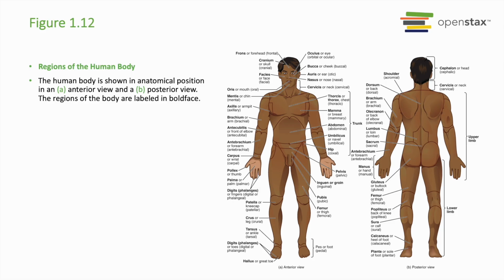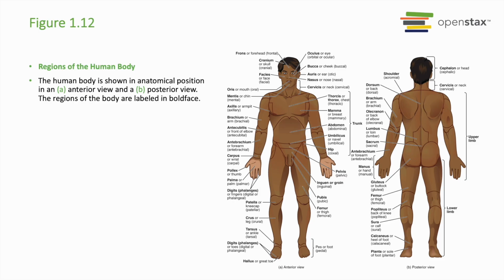The regions of the upper limbs, from superior to inferior, are the axillary region encompassing the armpit, the brachial region encompassing the upper arm, the antecubital region encompassing the front of the elbow, the antebrachial region encompassing the forearm, the carpal region encompassing the wrist, the palmar region encompassing the palm, and the digital phalangeal region encompassing the fingers.